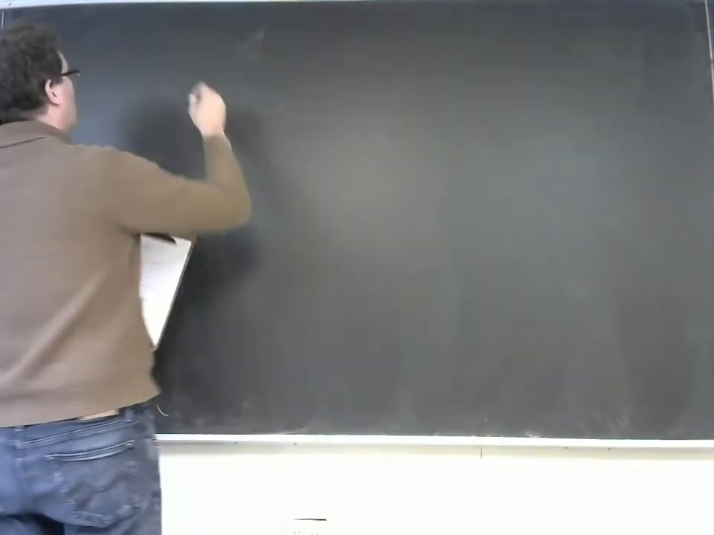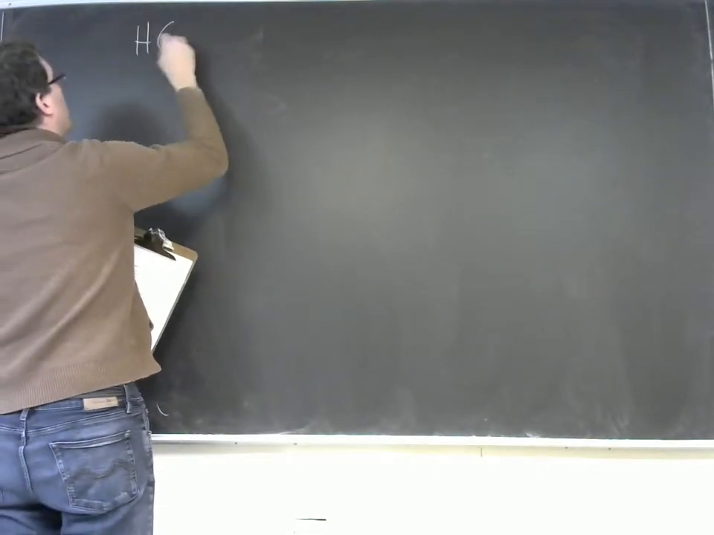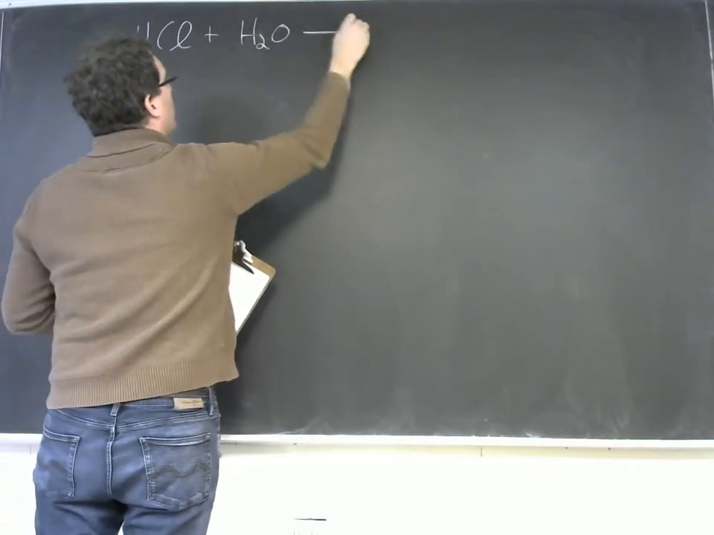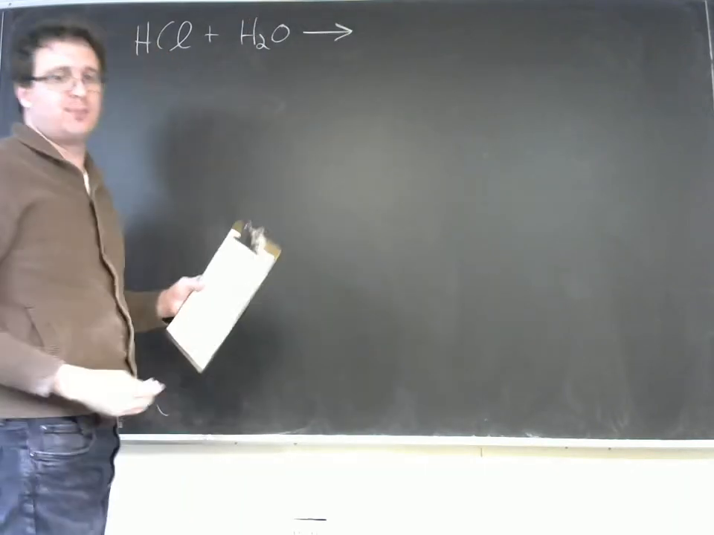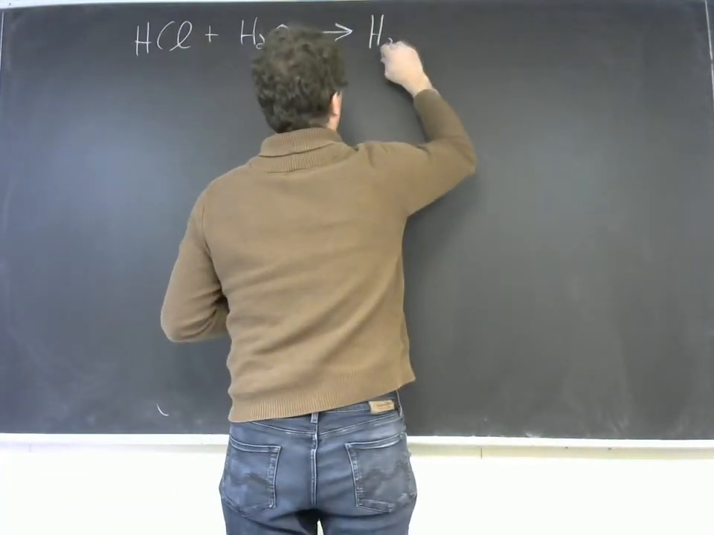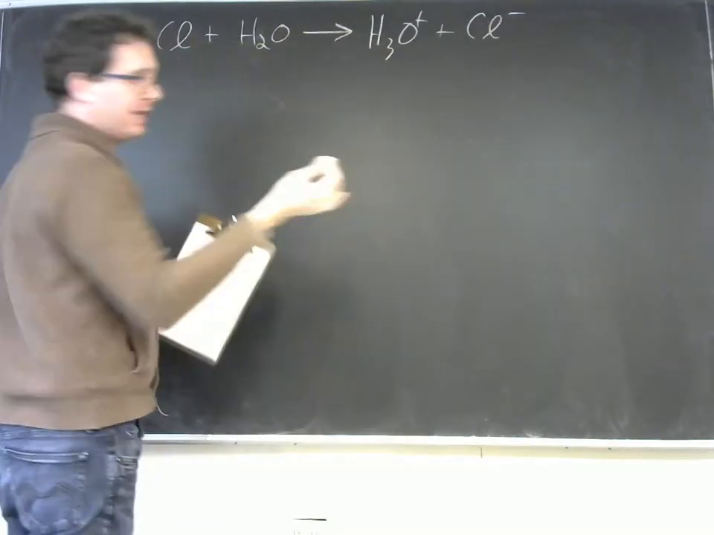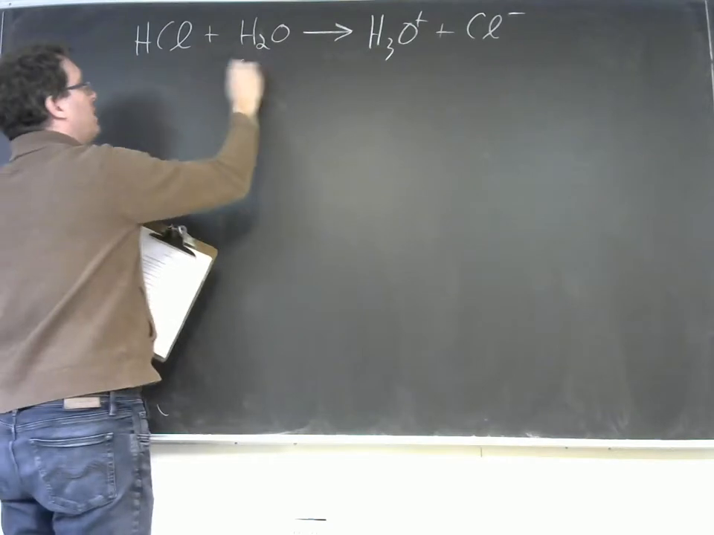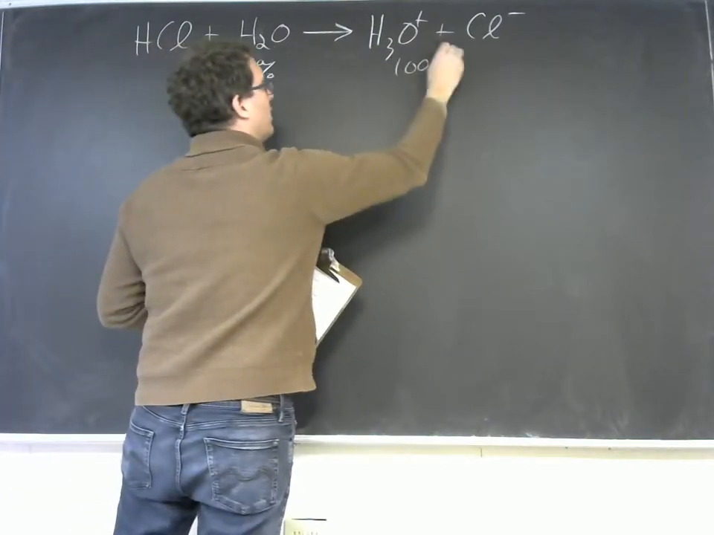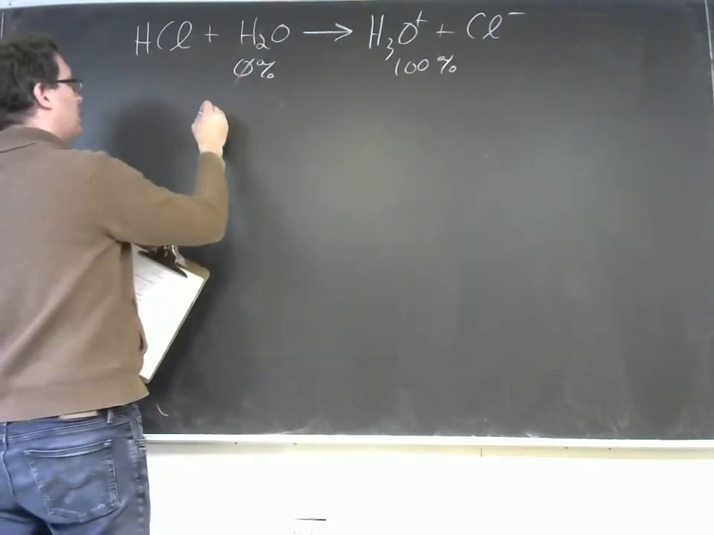So a strong acid, when it reacts with water, something like HCl plus H2O, is going to react to completion. So I'll draw a single-headed arrow here. That's going to form the H3O plus Cl minus. And that means that at the end of the reaction there will be 0% of this and 100% of that. Sodium hydroxide would be an example of a strong base.